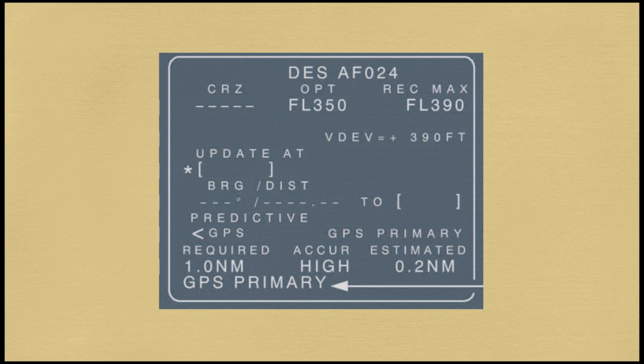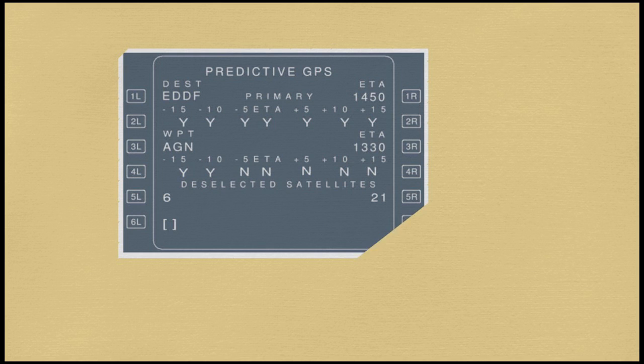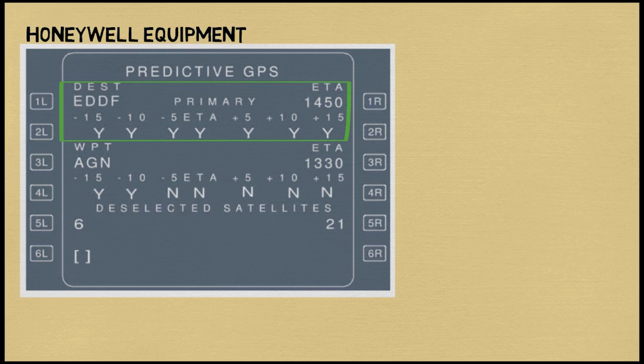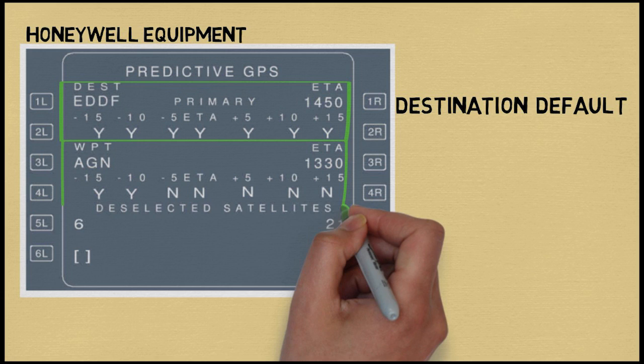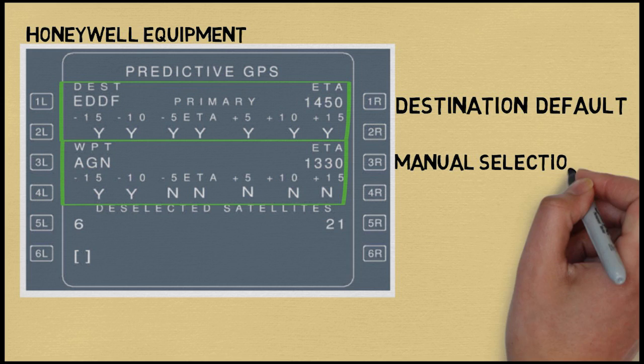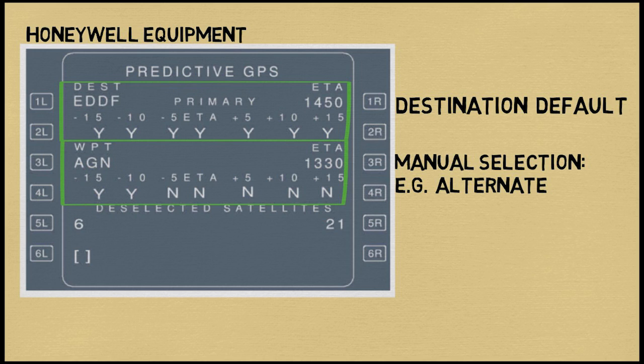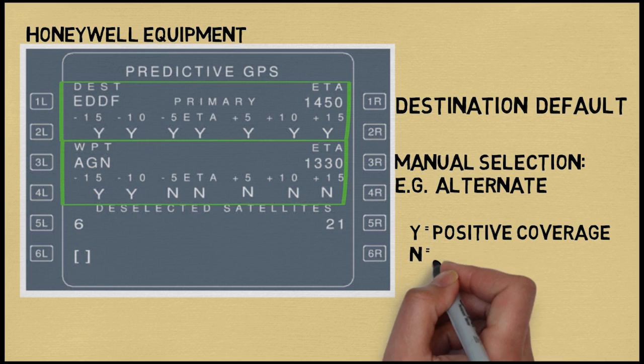Honeywell equipment has special GPS coverage function in the MCDU. On the progress page, you press the predictive GPS. You will be presented with a prediction for your destination by default. The ETA is based on your current flight plan. It will predict plus or minus 15 minutes. You can also manually select a waypoint or a destination, for example an alternate, for the same prediction. Yankee means positive coverage. November is negative coverage.